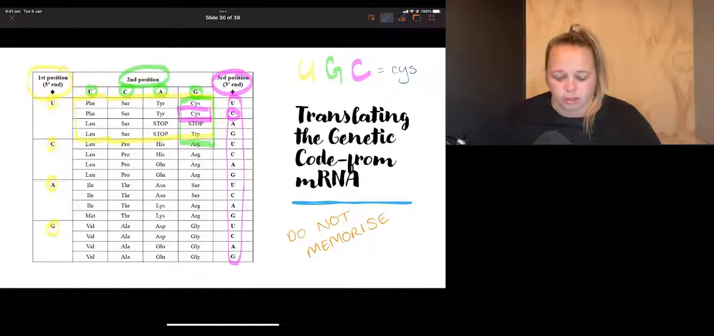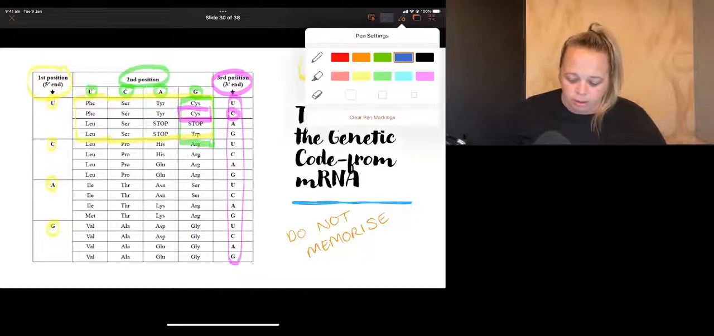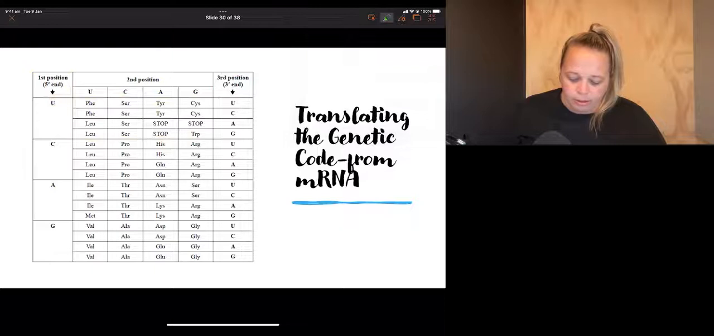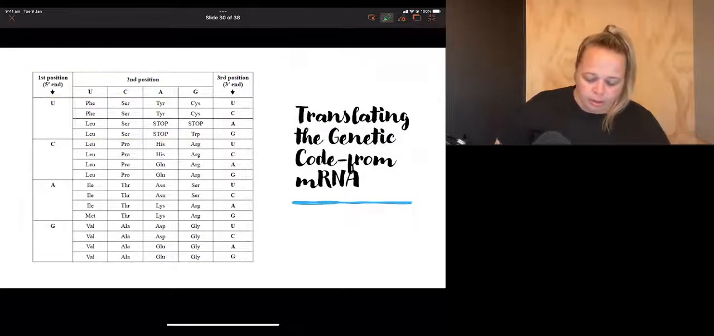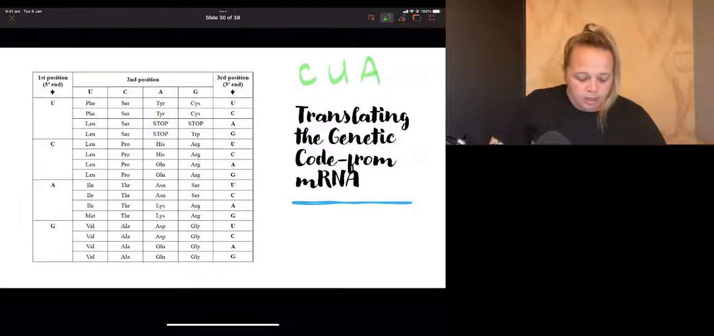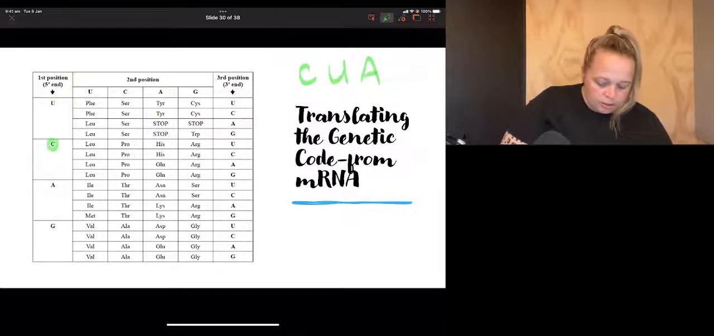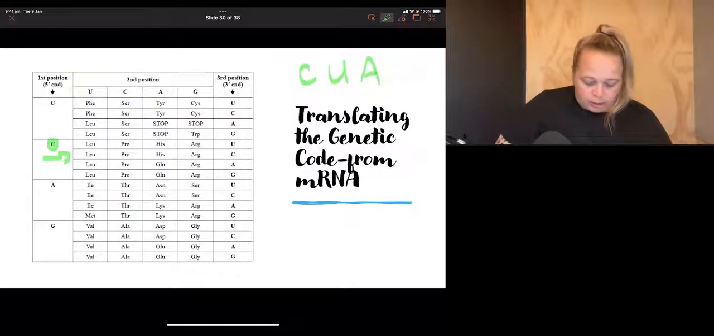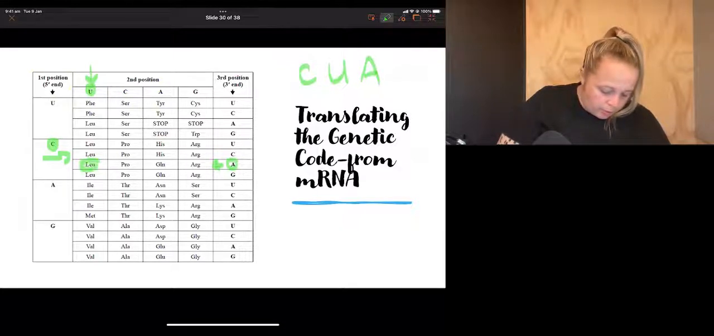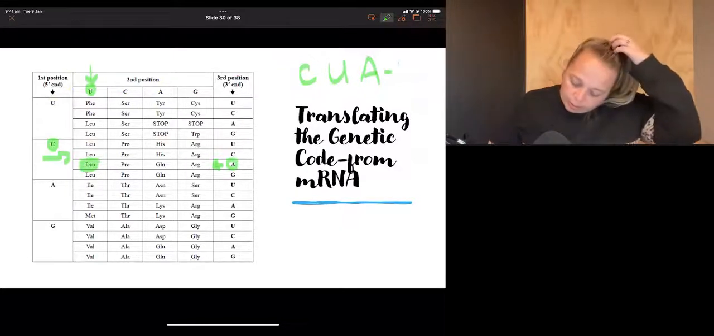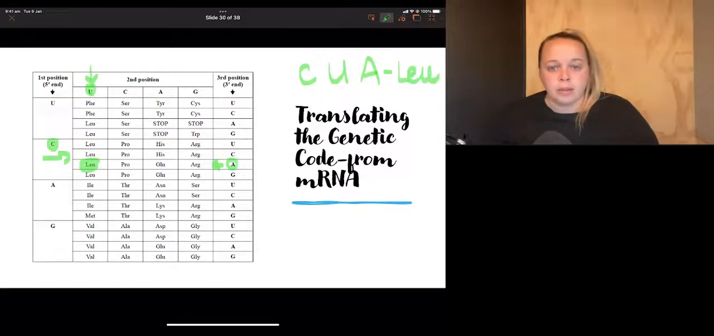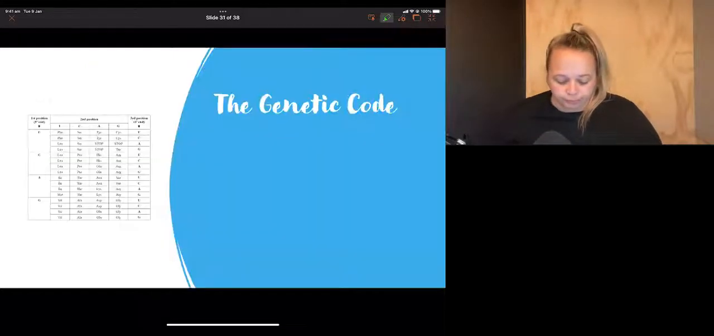So don't stress too much, but I'm just going to do one more example for you really quickly to show you what I want. So I'm going to say this one is CUA is my codon. So I'm going to go to the C's in the first position, so it's going to be somewhere along this line. The second position is a U, so it's going to be somewhere in this block here. And the last position is an A, so it's going to be this one here. So when you put them all together, you can see that we have that combination there, and we end up with Leu, which is short for leucine.